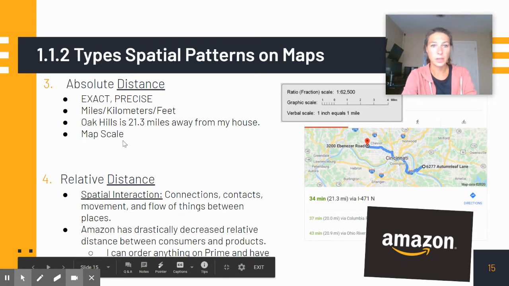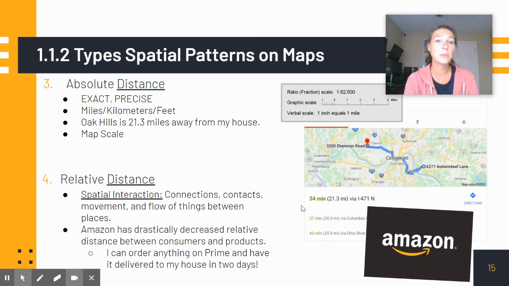Okay, so another one. Absolute and relative distance, sort of the same thing. Absolute distance is exact. It's precise. It's miles, kilometers, feet. So Oak Hills is 21.3 miles away from my house, right? Or you can look at scale, like 1 inch equals 1 mile. That would be an example of absolute distance because it's very precise, exact.